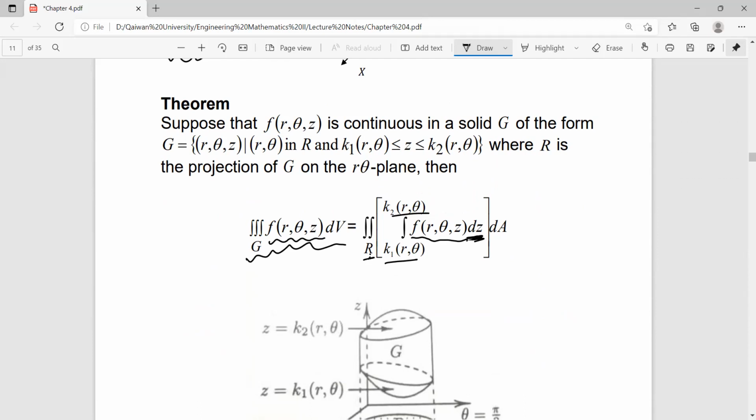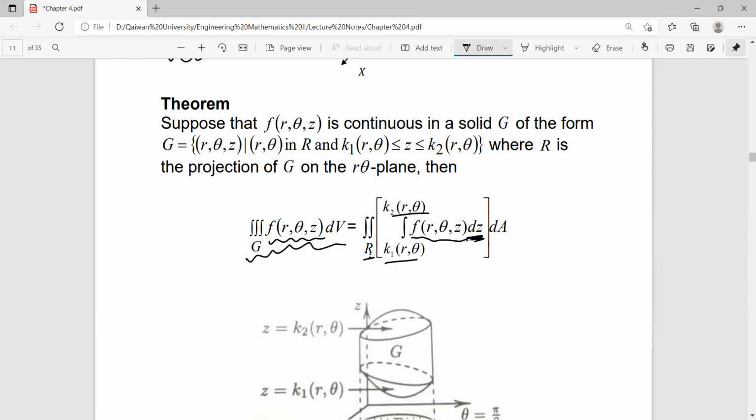Here z is a function of r and theta. It's possible if we have z in the function to take its integration, because the first integration is with respect to z. But it's impossible to have x and y, even for the function and for the limits.